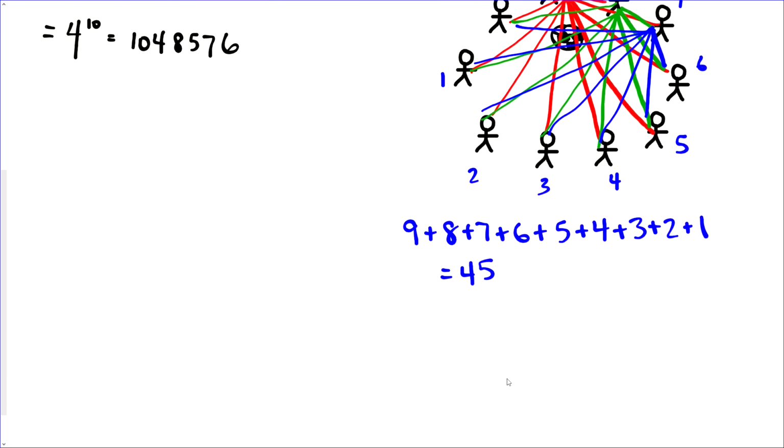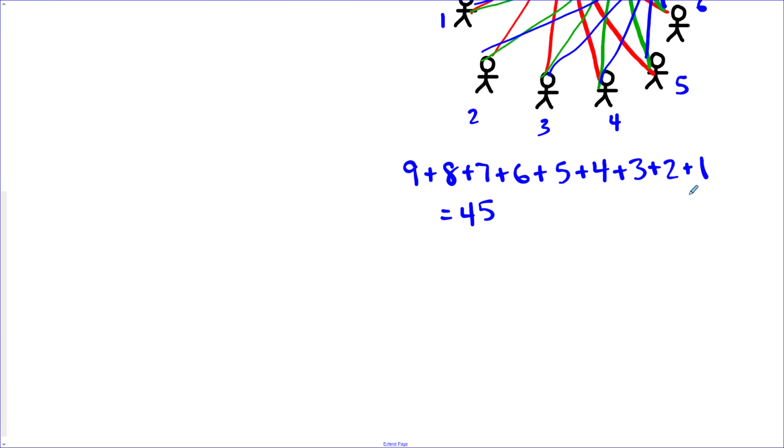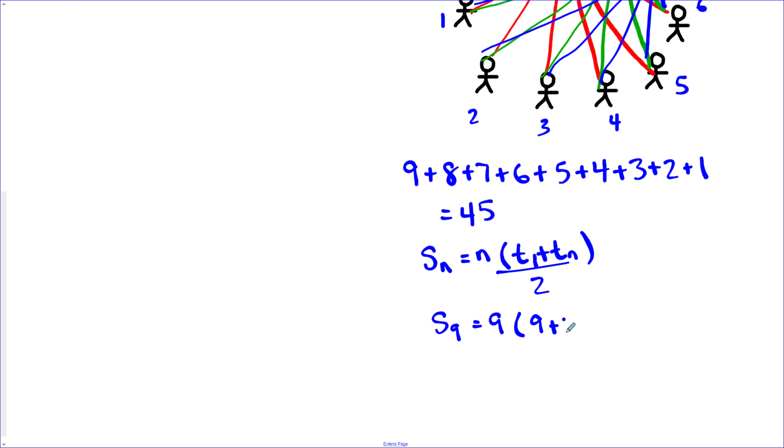Now this also could be an arithmetic series, so let's do that as a reminder. We've got Sn is equal to n times t1 plus tn, divided by 2. So in our case, we want to do S9, although we could do S10, but the 0 wouldn't make any difference. So our n here is 9, our first term is 9, our nth term is 1, and then we're going to divide by 2. And this also equals 45, of course.